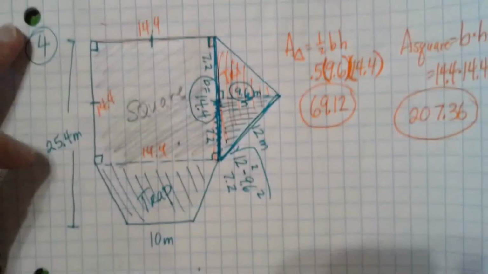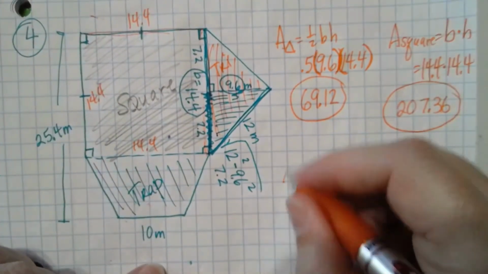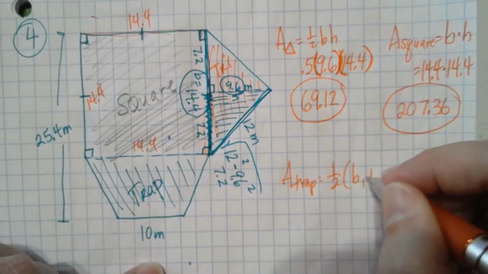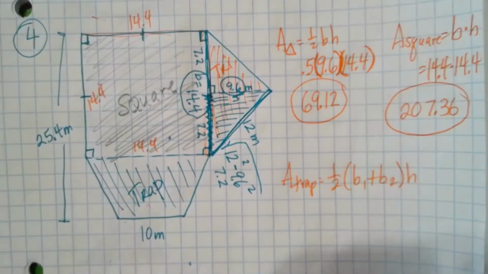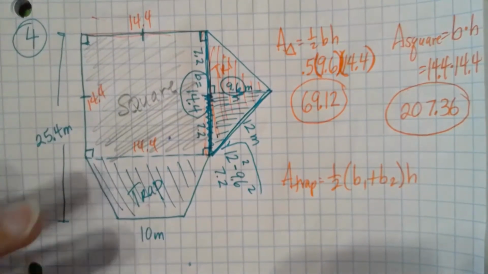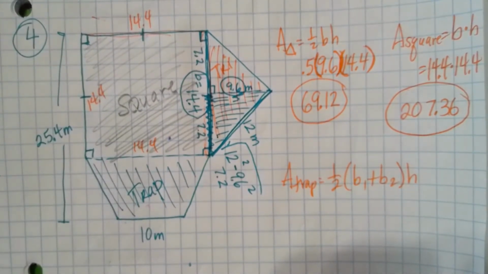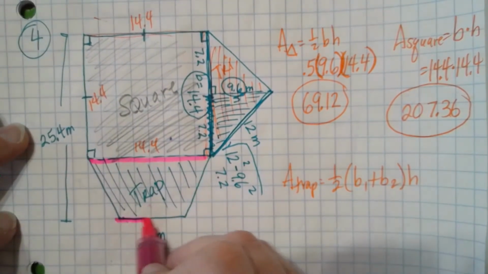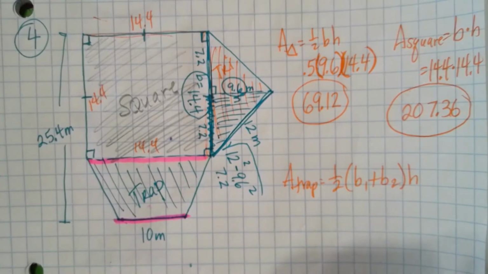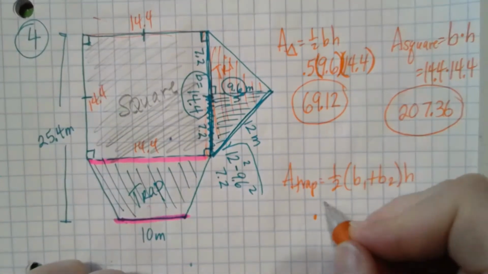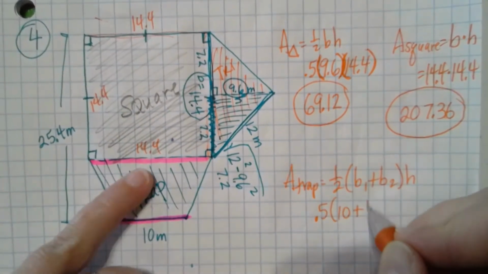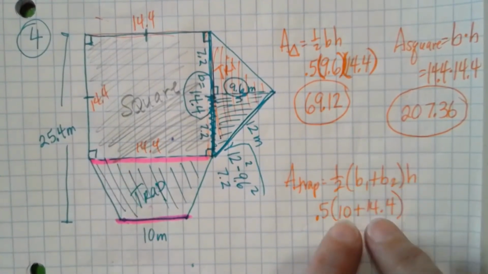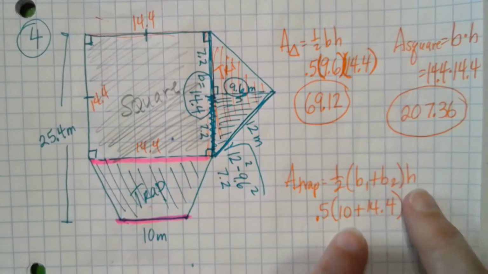Now we just got that little trapezoid down there at the bottom. All right, what did we say the area of a trapezoid was? 1/2 base 1 plus base 2 times the height. All right, on our trapezoid, remember the bases are the two parallel lines. So what are those two numbers? 10 and 14.4. So I'm going to put those in for base 1 and base 2. And then we need the height.